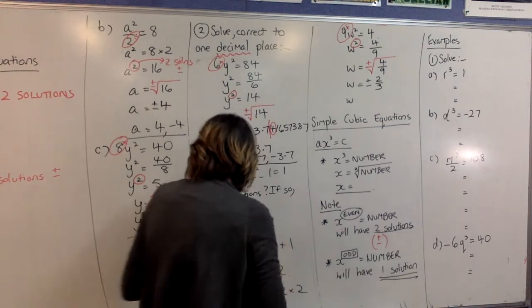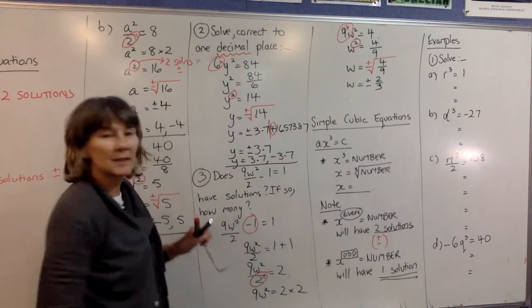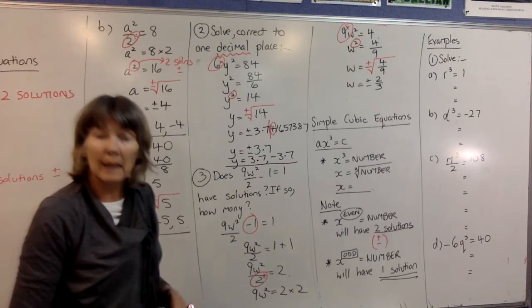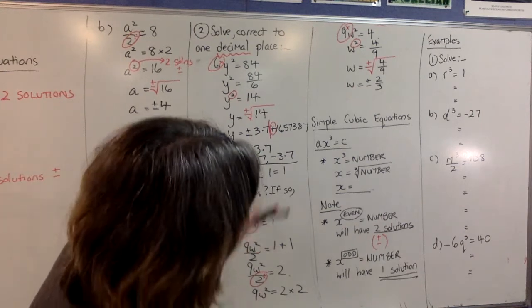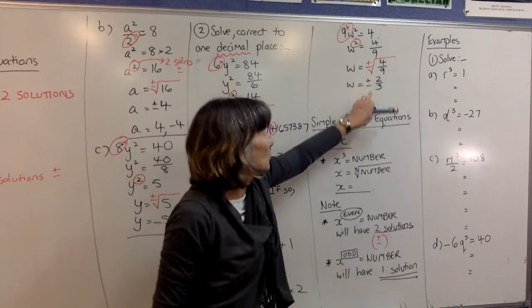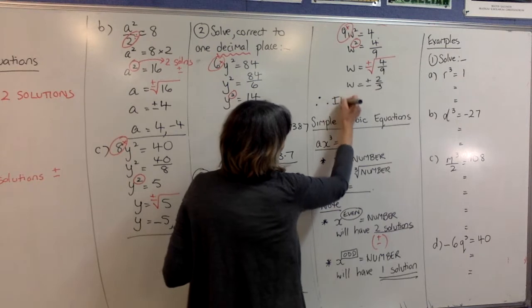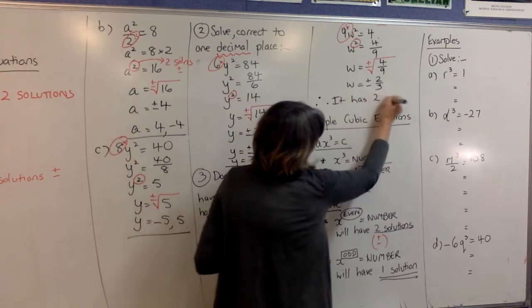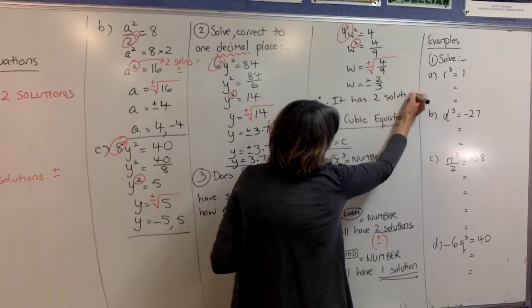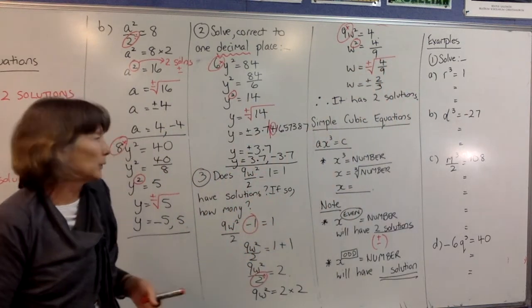And, well, we don't really need to actually solve the rest of it because the question says, does it have solutions and how many? So, yes, it does have solutions. We've got the answer. And how many does it have? 2, positive and negative. So, therefore, you can just say it has 2 solutions. Okay, all that working is part of your reasoning, so you've got to show it all.